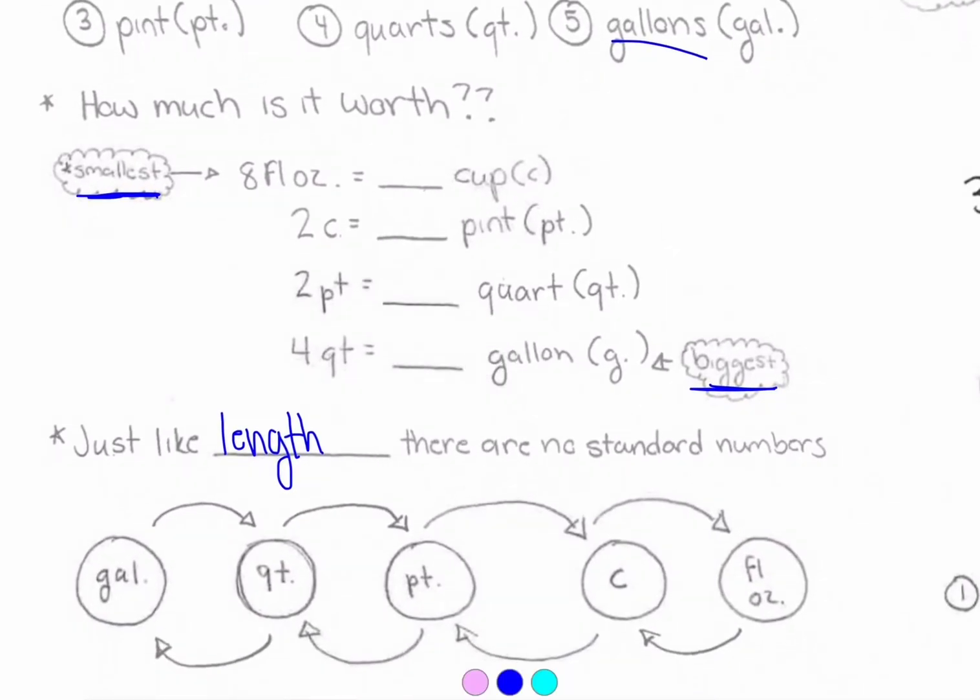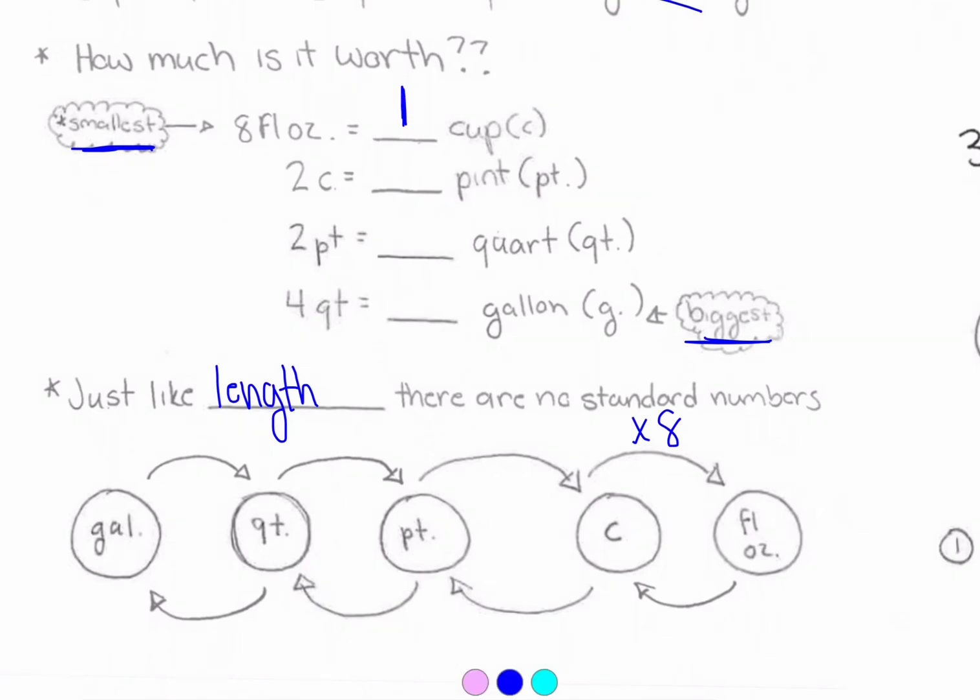So in 1 cup, there are going to be 8 fluid ounces. So if I want to go from cups to fluid ounces, I need to multiply by 8. If I want to go from fluid ounces to cups, I need to divide by 8. Now let's go to our cups to pints. There are 2 cups in 1 pint. So to go from pints to cups, I'm multiplying by 2. If I'm going from cups to pints, I'm dividing by 2.